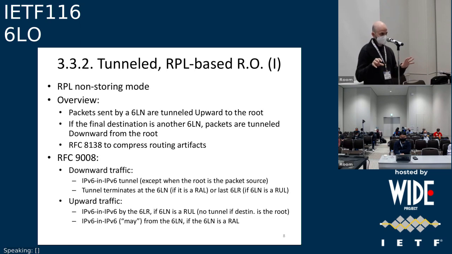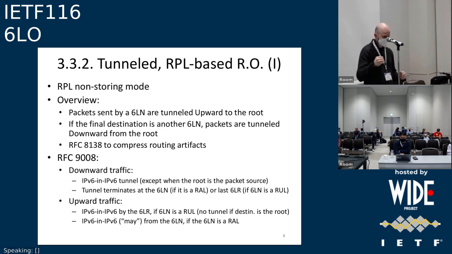Then RFC 9008 describes what is needed to allow downward or upward traffic within a Ripple network. And for downward, we need a tunnel, except when the root itself is the packet source, and the tunnel terminates at the last routing aware device. So it could be the 6LN if it is a routing aware leaf, or it would be the last 6LR if the 6LN is actually routing unaware.